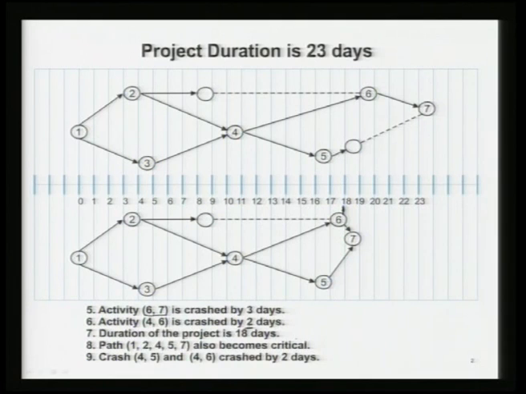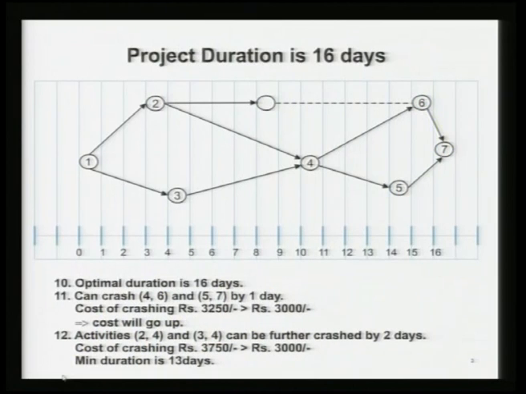So, you have 3 paths which have become critical, and again I need to crash a combination of activities which will reduce the duration of all the 3 critical paths, so as to help reduce the project duration. And so, you see if I crash 4,5 and 4,6 by 2 days, 4,6 had a slack. So, then the project length will come down to 16, right. So, it comes down to 16, you can see that here. And then what happens is that after this, if I want to crash the project duration further, then the pair that I can choose is 4,6 and 5,7, because 4,6 has only 1 day slack left.